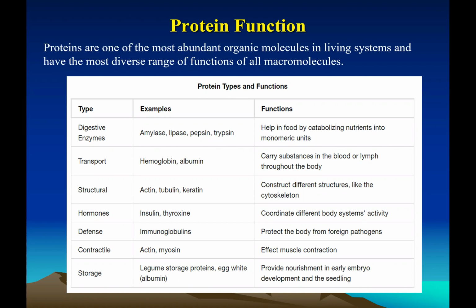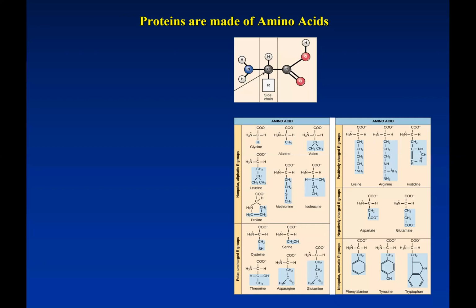In eggs, the protein is stored as albumin. So this is a short list of the importance of protein in our diet. So what is the structure of proteins? The monomer that makes protein is called amino acid. So here is an amino acid.